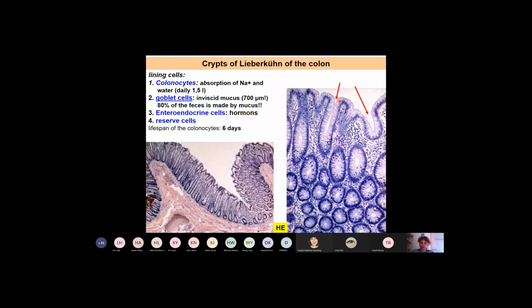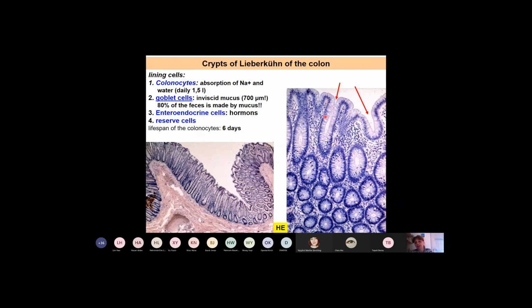So, a little bit higher magnification. What I want to emphasize is that both on the surface and inside of these crypts we will have lots of goblet cells. Goblet cells produce mucus, and if you consider it, a very large amount of the feces is made by the mucus. So it is produced by these cells.